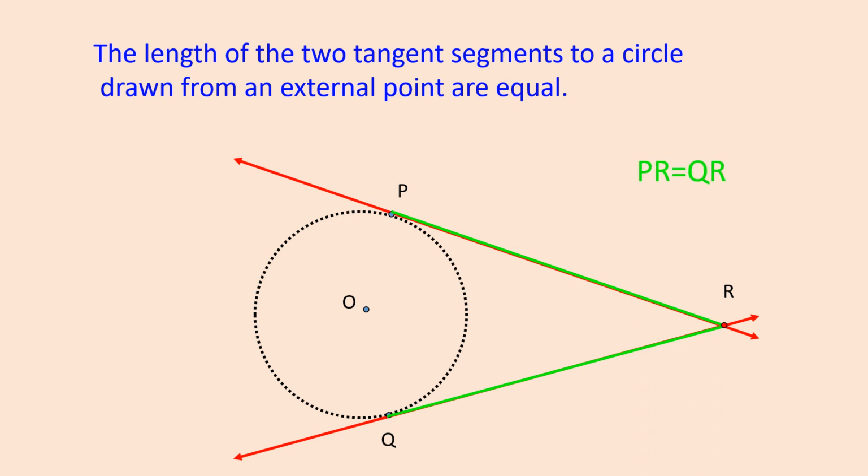What will happen? We can say that segment PR equals QR. You can see our segment which goes and forms. So what you can say, the length of the two tangent segments to a circle drawn from an external point are equal.